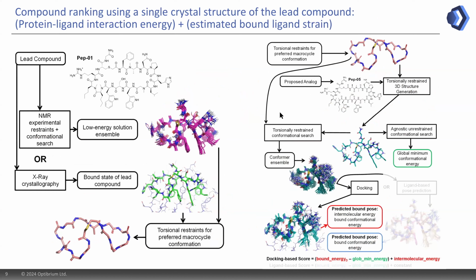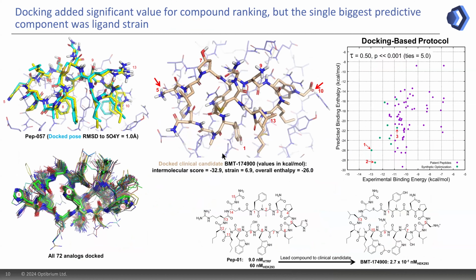So again, to remind you of the schema here, we have our backbone that we got from either NMR or X-ray. We're going to use that to restrain search on candidate molecules. We're going to dock those, we're going to score them, and we're going to estimate strain. Okay, so this is sort of the big slide that tries to combine all of the data.